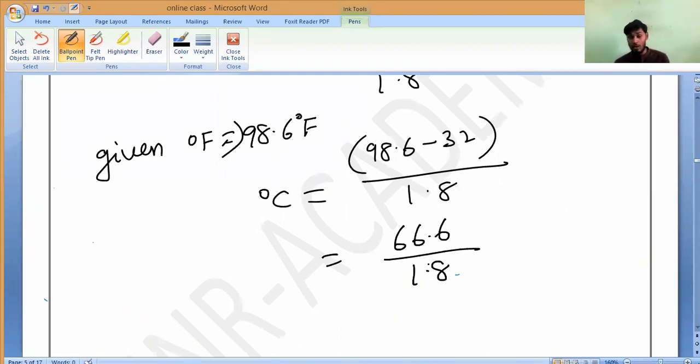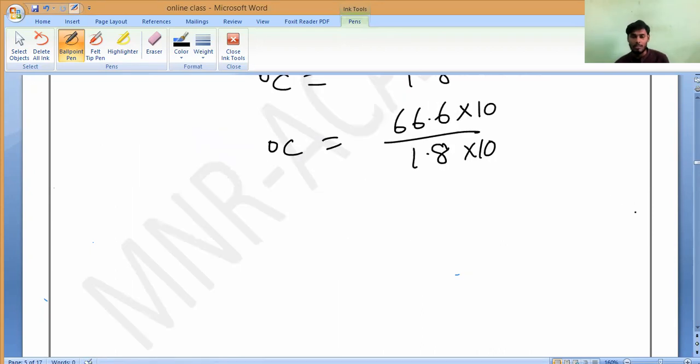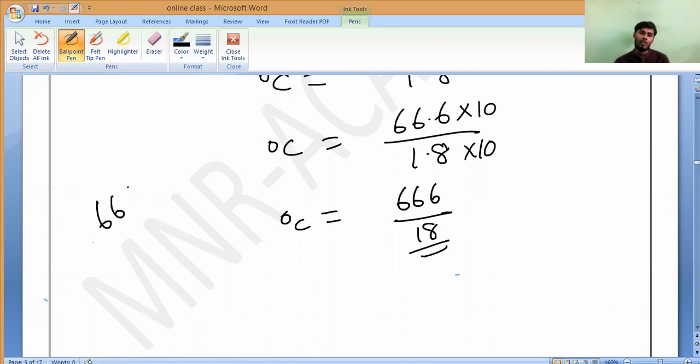Yes, sir. So now, what Navya ma'am said: if you want to remove the decimal point, you have to multiply by the maximum number of decimals. What is the maximum number of decimals here? One only, correct? Multiplication with 10 and 10, correct or not? Yes, sir. So it turns into 666 divided by 18. Is it true? Yes, sir. Now you verify.